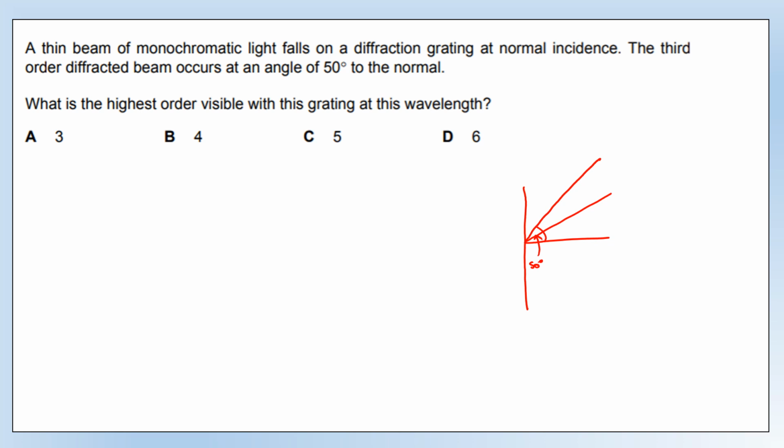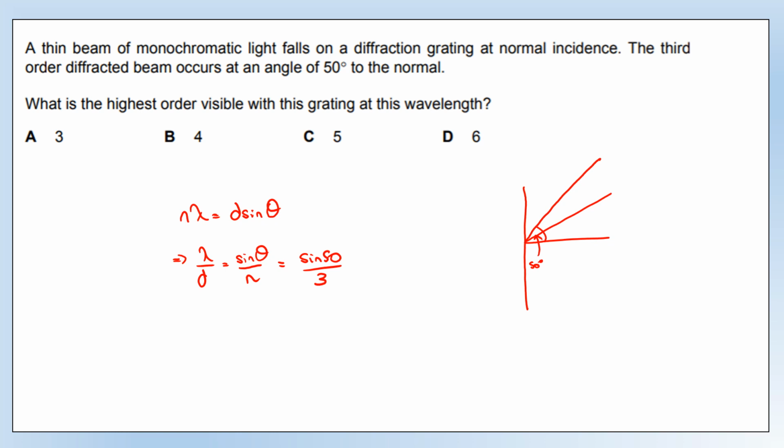Okay, so we're talking about a diffraction grating, so we're talking m lambda is d sine theta, and we know that when n equals 3, the theta is 50, the wavelength and d are the same for everyone. So wavelength over d is going to be equal to sine theta over n, which we know happens to be equal to sine of 50 over 3.